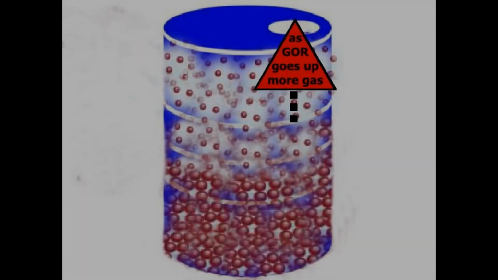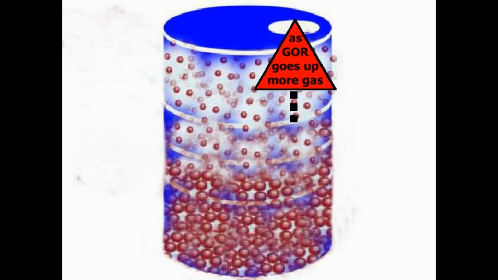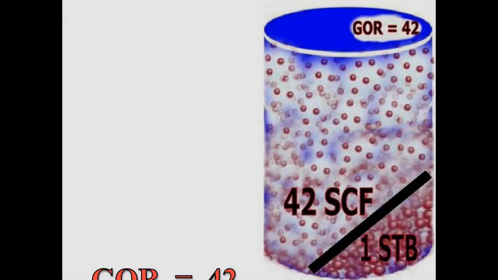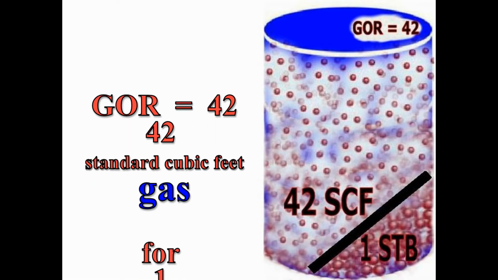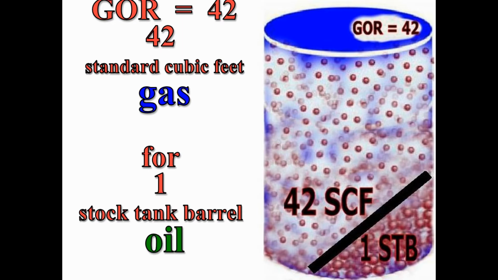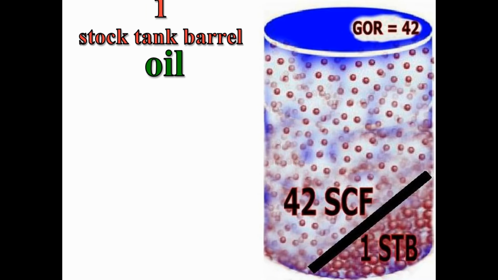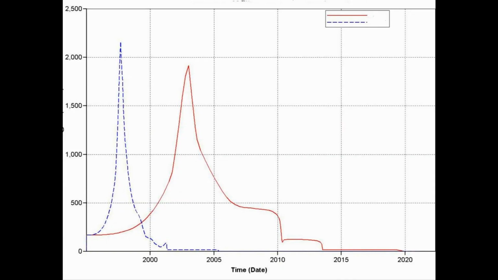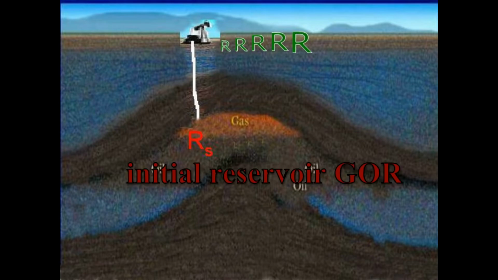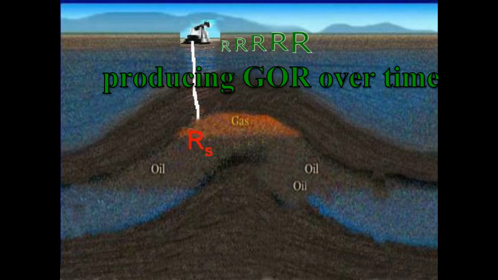As the GOR goes up, there is more gas, and as it goes down, there is more oil. For example, on the first day of production of an oil well, we measured the GOR. It is 42. This means there are 42 standard cubic feet of gas for every standard tank barrel of oil. During production, these ratios are monitored closely. The GOR is represented by the following symbols. RS equals the initial reservoir GOR condition. R equals the producing GOR over time.